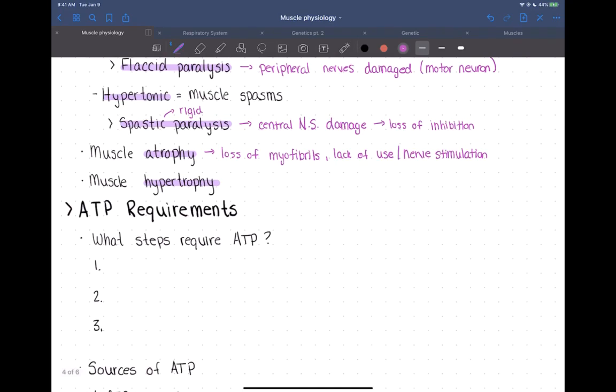All right, so then hypertrophy would be the opposite of this. So you're increasing the number of myofibrils, right? And so this would be when you are working out. You're using your muscles more, like if you're lifting weights, that sort of thing. So this is from excessive muscle use. All right, this would be things like weightlifting and that sort of thing.